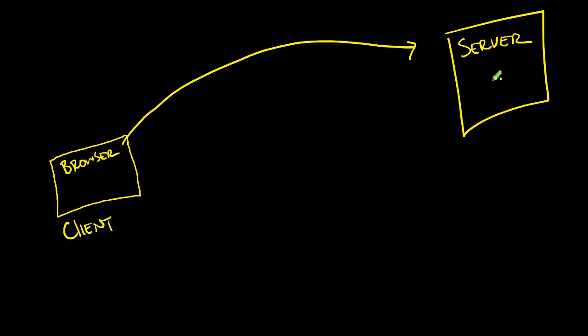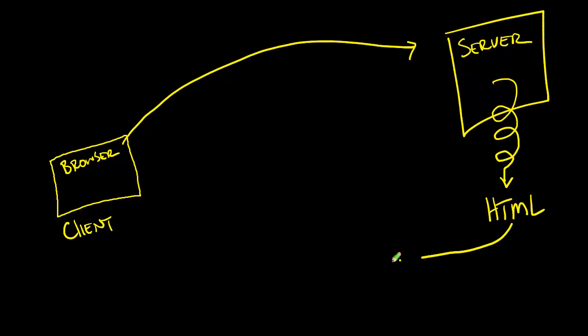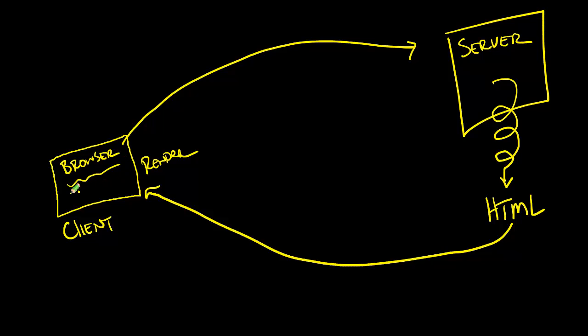So the server might do some thinking, some processing, and then it will produce some HTML to send back to our browser. Our browser will read this HTML and render a page for us with the text and the images and the links and all that good stuff that we like to see on the web.